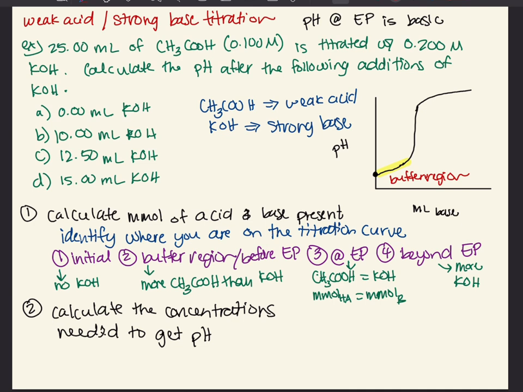And in that buffer region, you're going to have both acetic acid and acetate present. Now, the buffer region is the only place where you can use the Henderson-Hasselbalch equation. I find that when we're doing titration curves, people want to plug that in everywhere, but you can only use that equation in the buffer region.